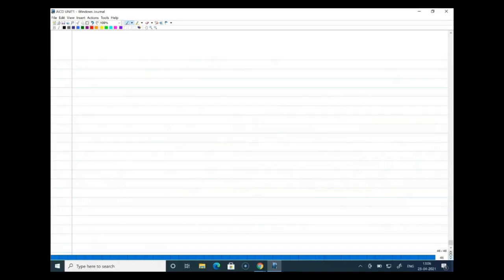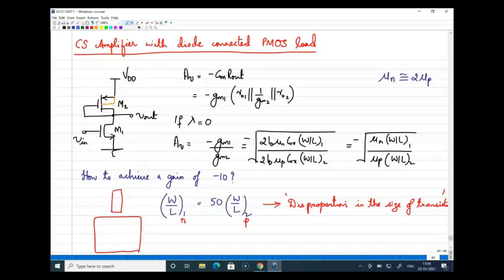Let us check one thing. Let us check the overdrive voltages of the transistors. What is overdrive voltage of a transistor? Overdrive voltage is nothing but VGS minus VT. I'm just checking how these overdrive voltages are related for these two transistors. There are two transistors here, and both will carry the same current, so ID1 and ID2 are equal.